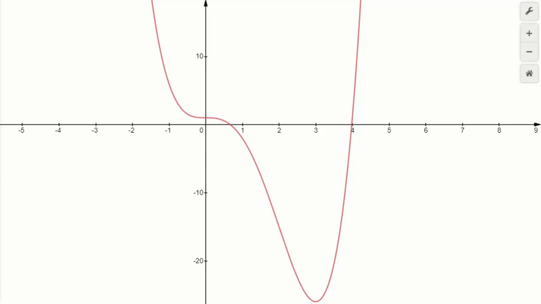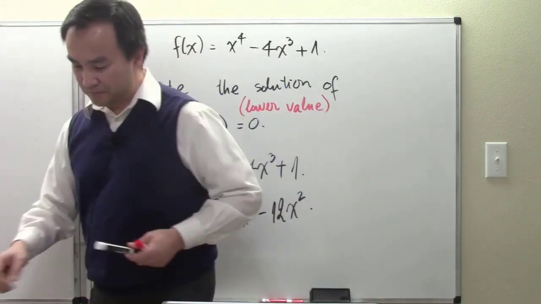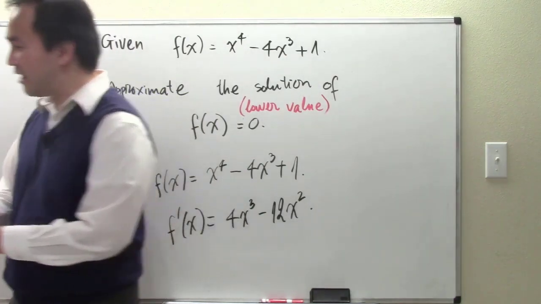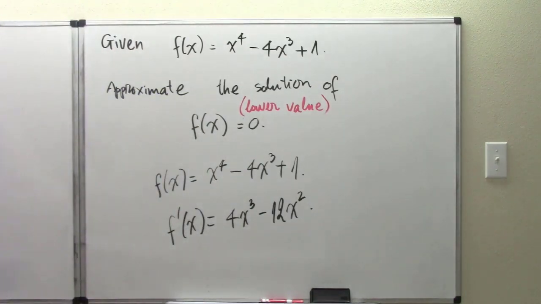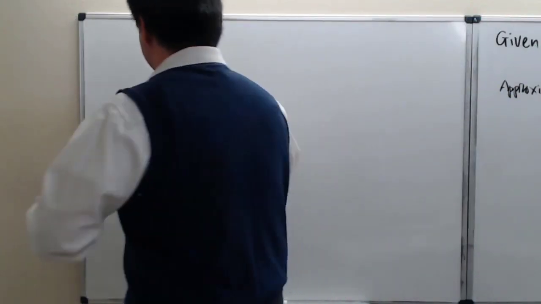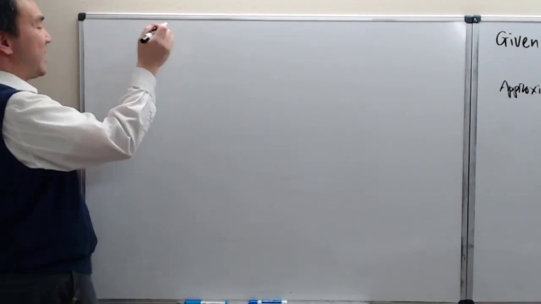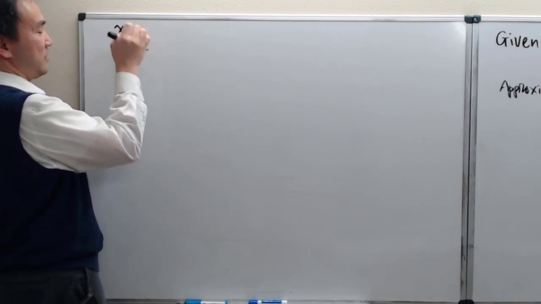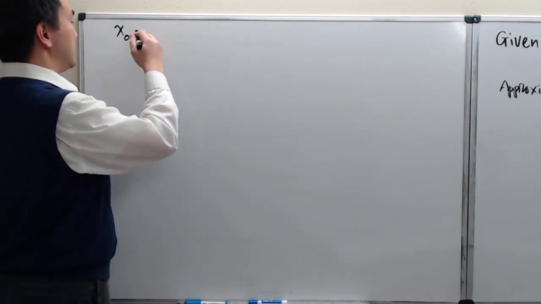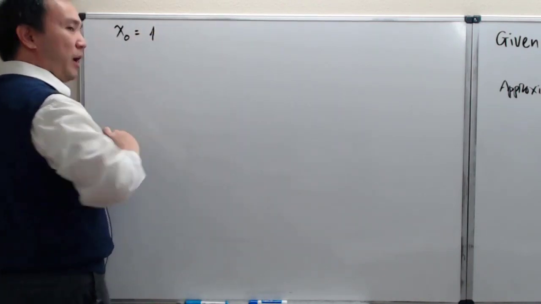Now I'm going to get back to the work. Let me switch to my other board. This method we're about to learn always requires a chosen starting point. I picked this value, but you can pick something different. How about I choose the starting point to be 1.